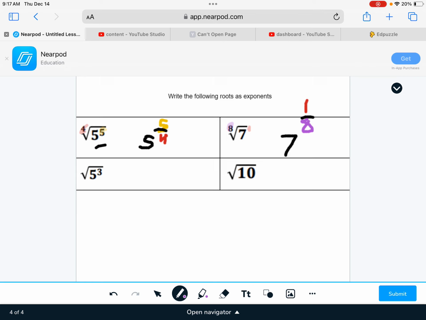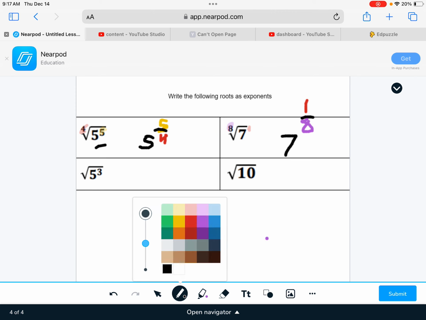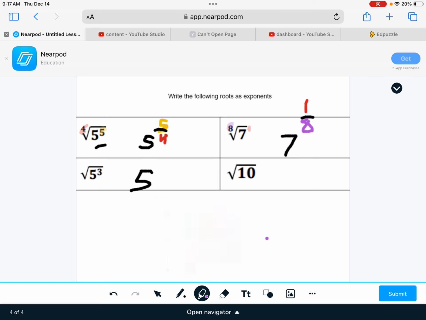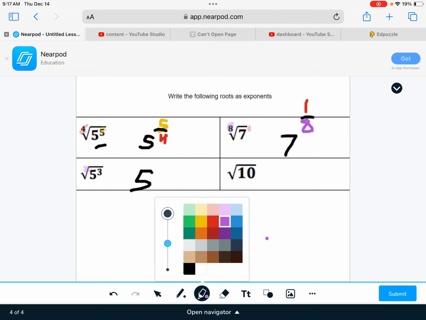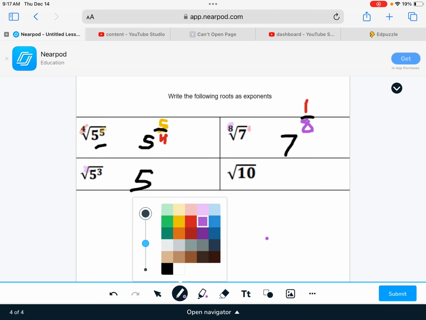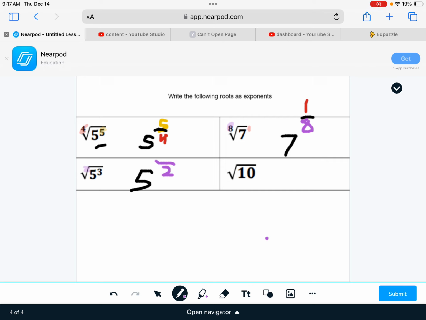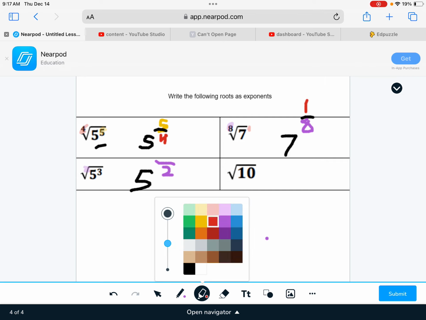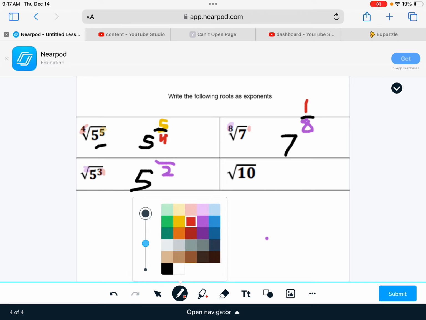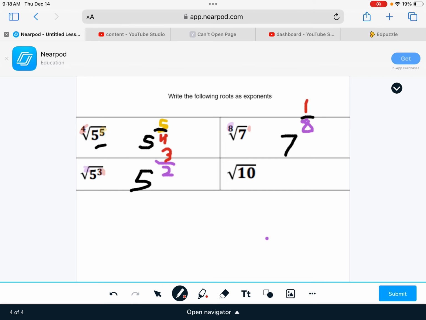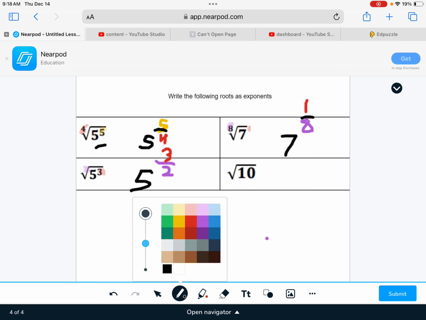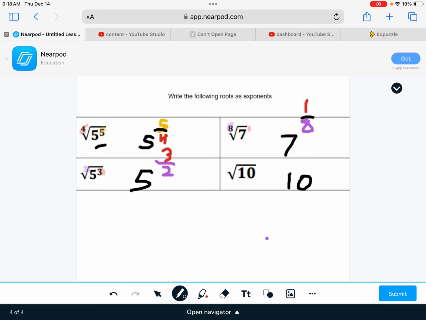5 root 3. This one is something that you do need to kind of memorize. Whenever you have that square root and there's an invisible number here, it's actually the number 2. Not the number 1, the number 2. 2 is the denominator because that's what my root is. The 3 is what 5 is trying to be raised to, so that goes on top. And then with that 10, everything's invisible. That 10 is trying to be raised to the 1. It's got the invisible 2 in front of it as well.